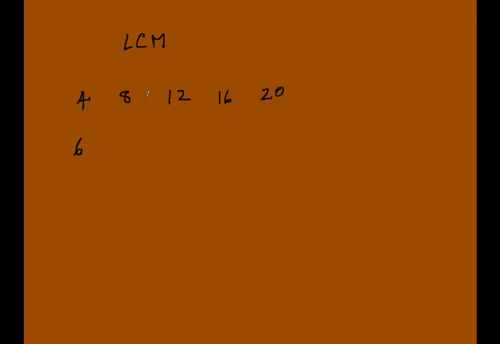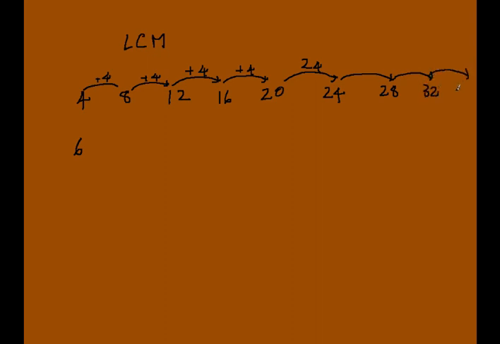Or the easiest way, if you want, you can keep on adding 4. That means 4 plus 4 is 8. You add another 4, that's 12. You keep on adding 4, 16. Add 4 to it is 20. Add 4 to it, it's 24. Add 4 to it is 28. Add 4 to it is 32. Add another 4, it's 36, and so on.